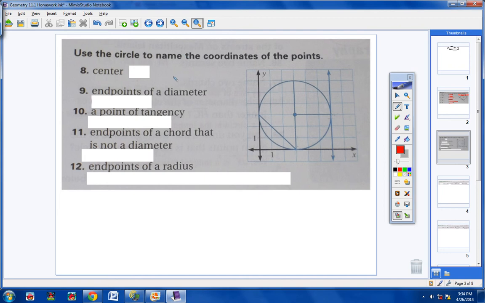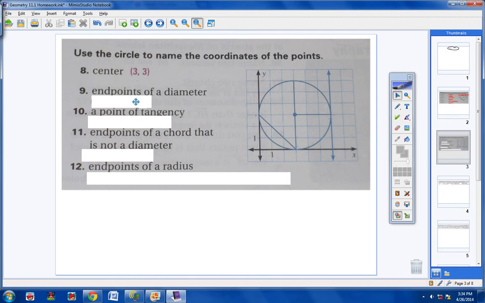Now let's take a look at numbers 8 through 12. Use the circle to name the coordinates of the points. Okay, so first of all, they want to know the coordinates of the center of the circle. Well, here's the center of the circle, and it looks like to me you're over 1, 2, 3, and you're up 3. So that point right there should be 3, 3. So the coordinates of the center would be 3, 3, which is the correct answer.